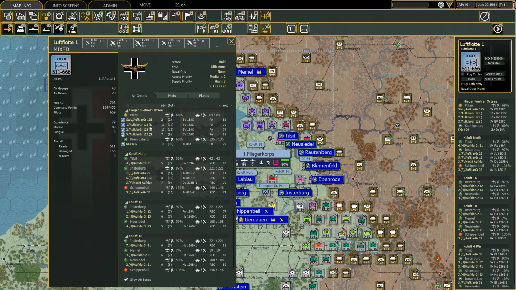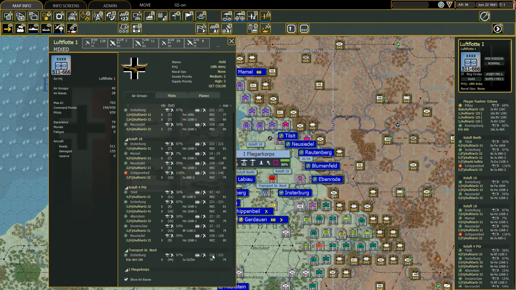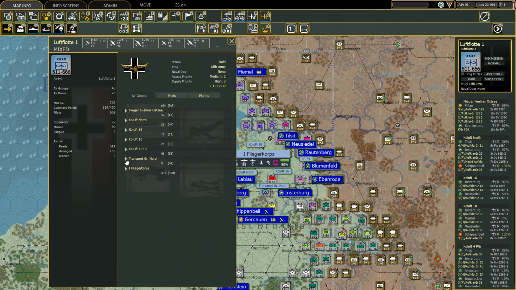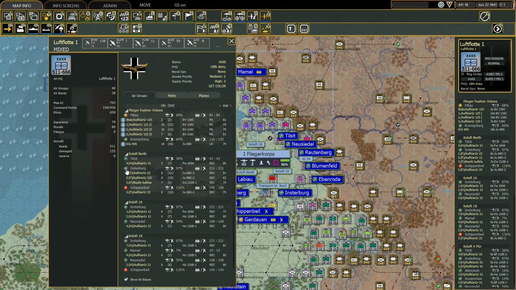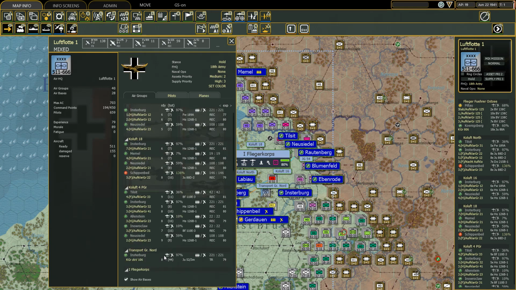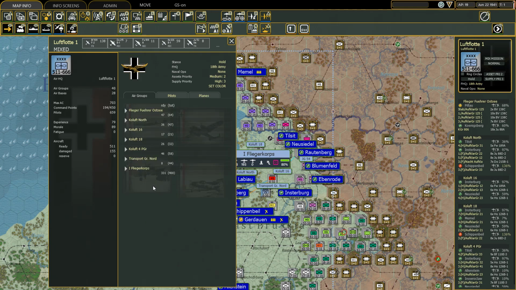Then you have the air groups with the number of ready planes and the number of total planes. You have the type of plane, and then you have the category of plane. In this case, PA means patrol aircraft, LB level bomber, REC recon, TR means transport. And if you go down, you cannot. Okay, I think you have to select the first Fliegerkorps.